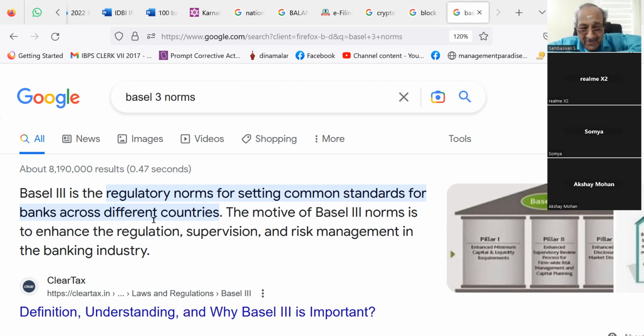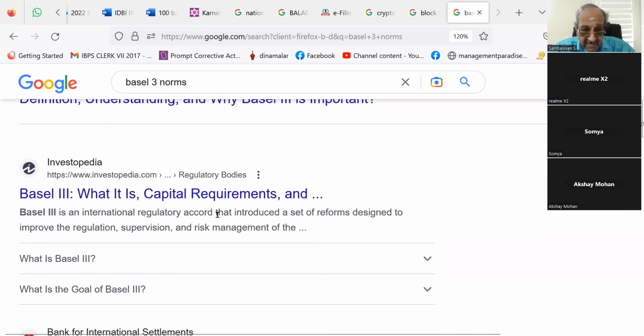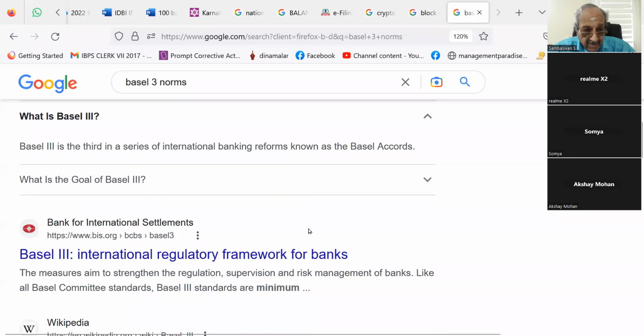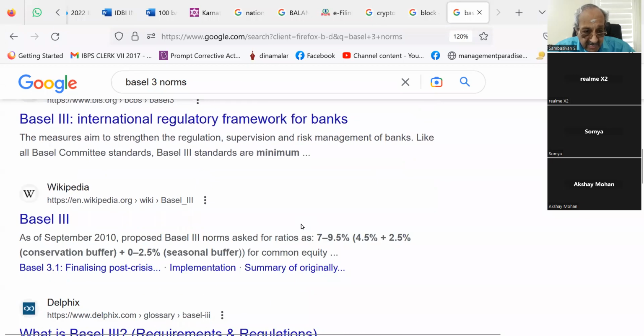It's similar to what I am doing now. I am having a computer before me and asking questions, then verifying from the computer. So this is how it goes. Now, Basel 3 is a regulatory norm for setting standards across different countries. The motive of Basel 3 norms is to enhance regulation, supervision and risk management in the banking industry. The goal of Basel 3 is to improve regulation. So the same point has been told already.